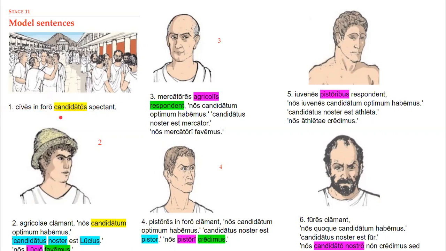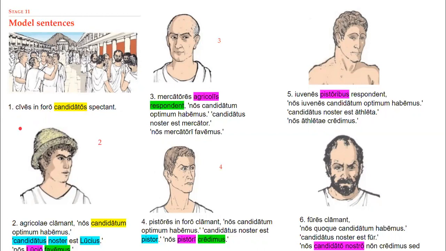Also, candidate comes from the adjective candida, and we get incandescence or candle from this, and it's because they wore bright white tunics. So candida means sort of bright or illuminated. So citizens are watching candidates in the forum.